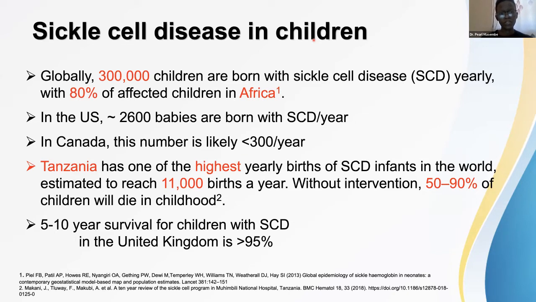So without intervention, around 50 to 90% of the children will die because the healthcare system isn't very developed, and also the economic status of the parents and the children born into these families. They all contribute to the mortality of the children. There's a 5 to 10 year survival for children with sickle cell disease in the United Kingdom that's more than 95%. So you can compare to the percentages shown in Tanzania.